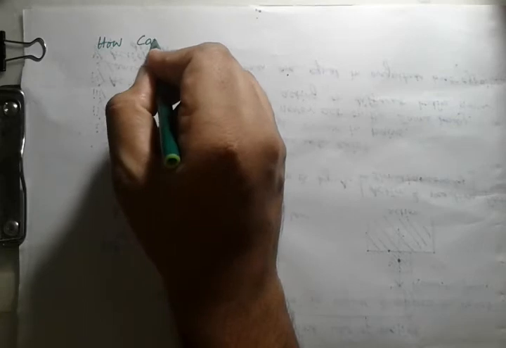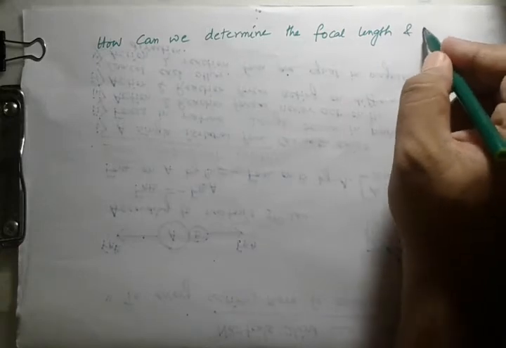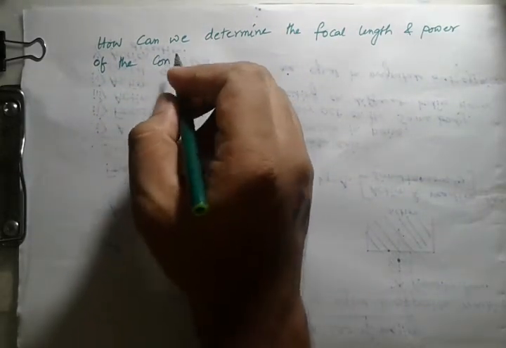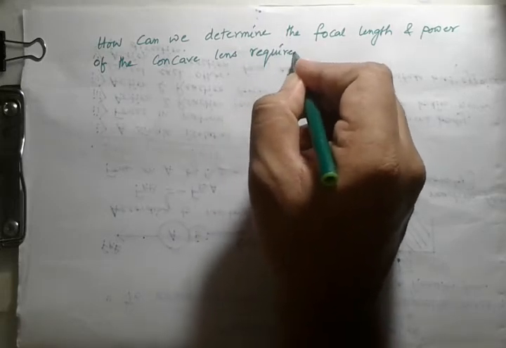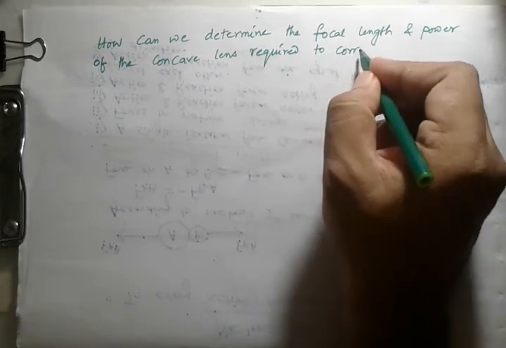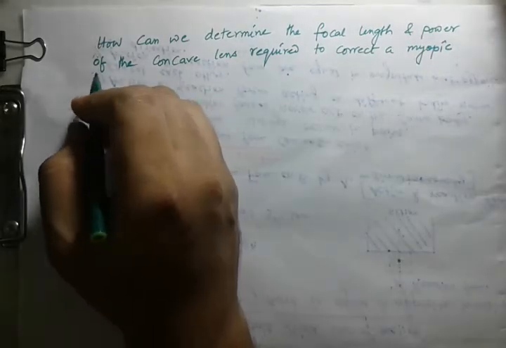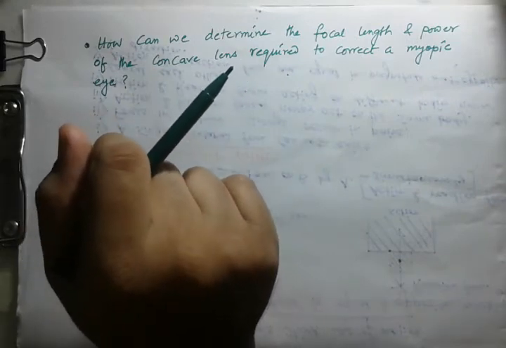So the question is: how can we determine the focal length and power of the concave lens required to correct a myopic eye? This is the question. So now you calculate the focal length and the power of the correcting lens.